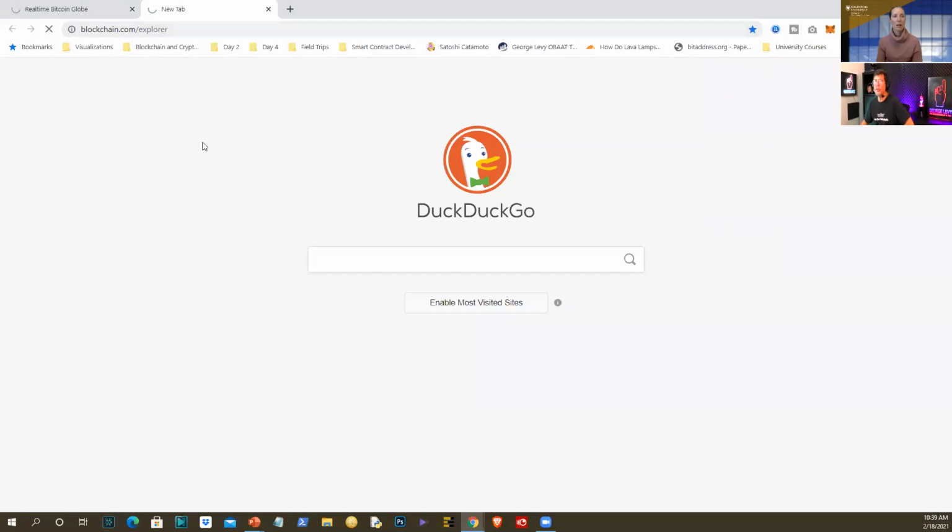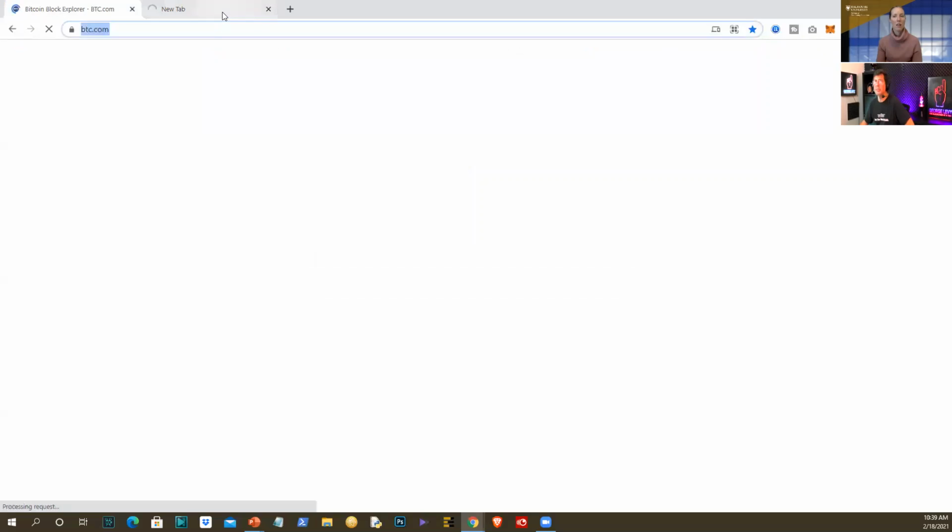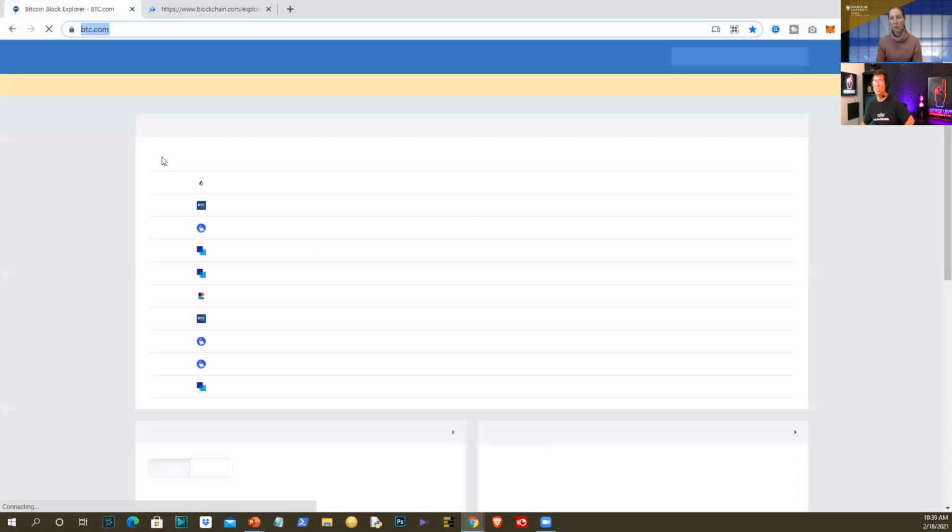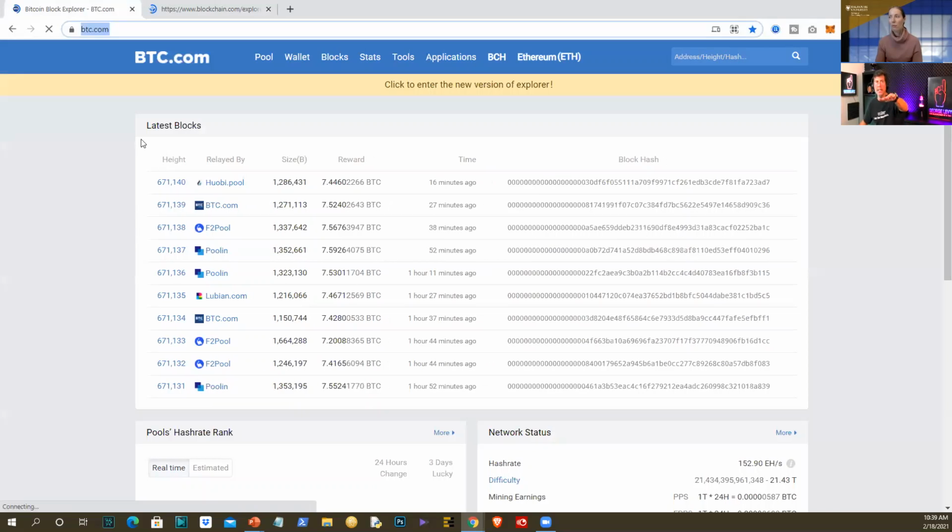These are what are known as block explorers. So here we go, btc.com, Bitcoin block explorer. Wait till it comes up. It's a little on the slow side. But what you will see is that these are the latest blocks in Bitcoin. All this information is public.